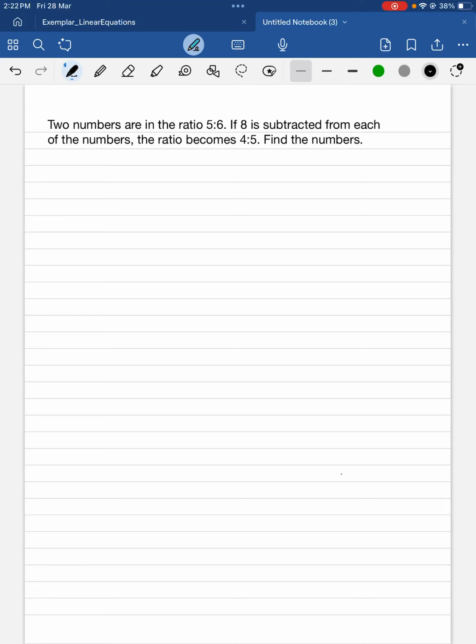Hi, today I'm going to discuss this question with you. Two numbers are in the ratio 5:6. Now, if 8 is subtracted from each of the numbers, the ratio becomes 4:5 and you're expected to find the numbers. Okay, so let me assume the numbers be x and y.